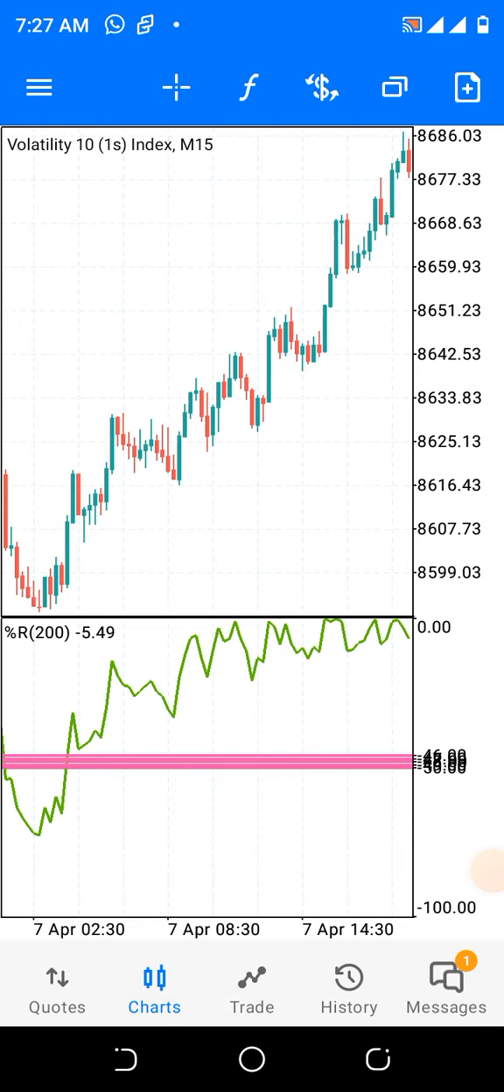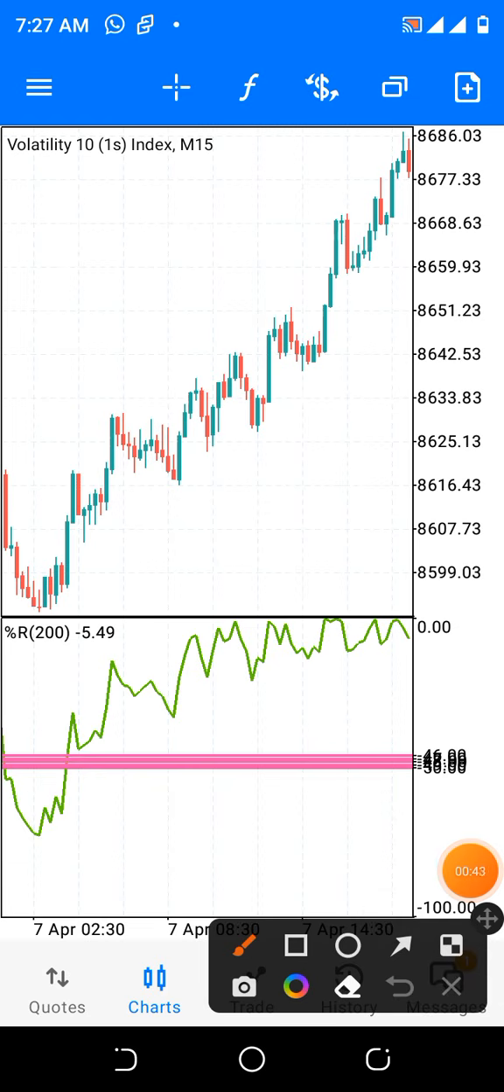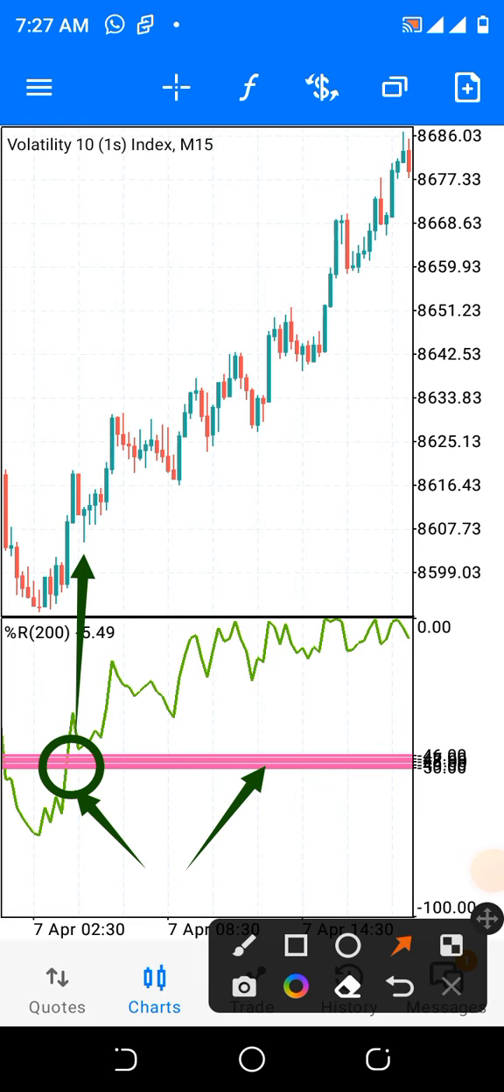Now this is how the strategy works. When you see the green line of this indicator, the WPR indicator, cross the pink horizontal line here, look at the crossing here. This is where the crossing occurs. When you see the green line cross it from down upward, that is a buy signal. Do you understand? So in this case, this is a buy signal.